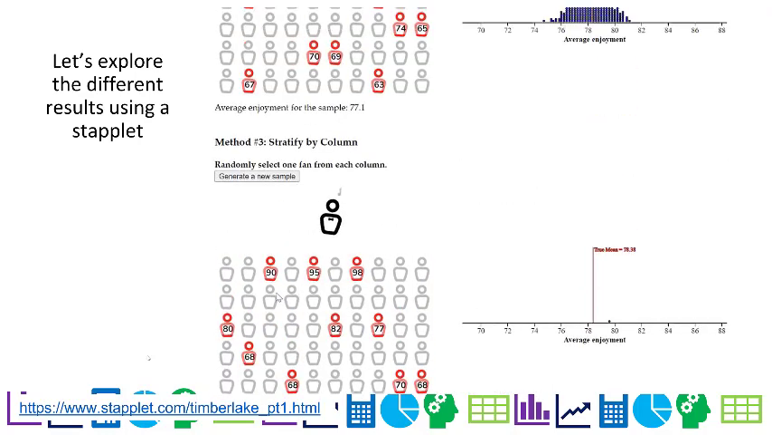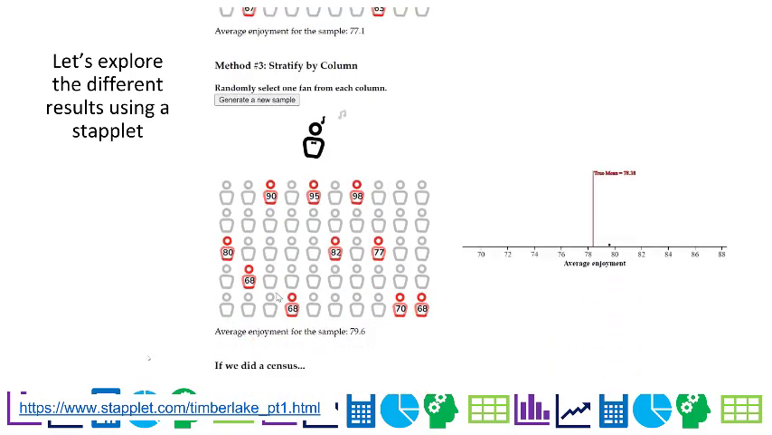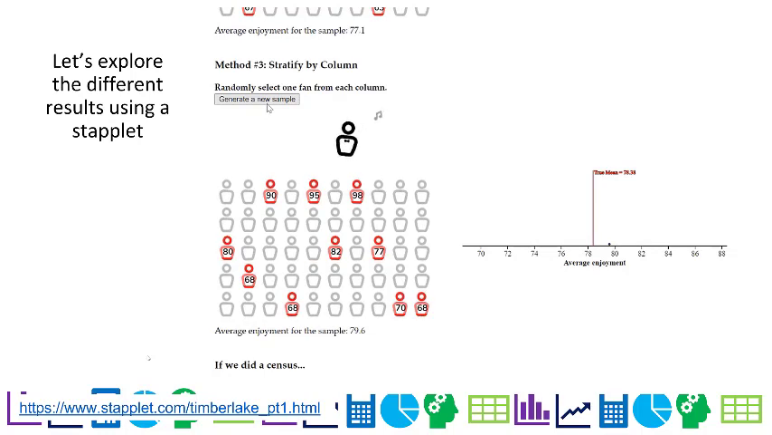Okay. So what do we think is going to happen when we stratify by column? So I'm going to go ahead and generate some more samples. And again, remember, when we stratify by column, that means we're getting representation from each column. Okay, we will have it. And why do we have one person from each column? Well, we're trying to get a sample size of 10, and we have 10 columns. So we pick one from each column. All right, so I'm going to go ahead and pick some more samples.